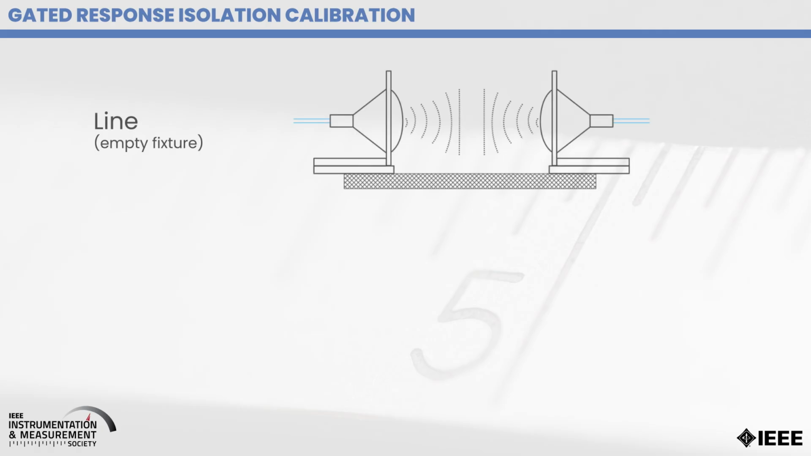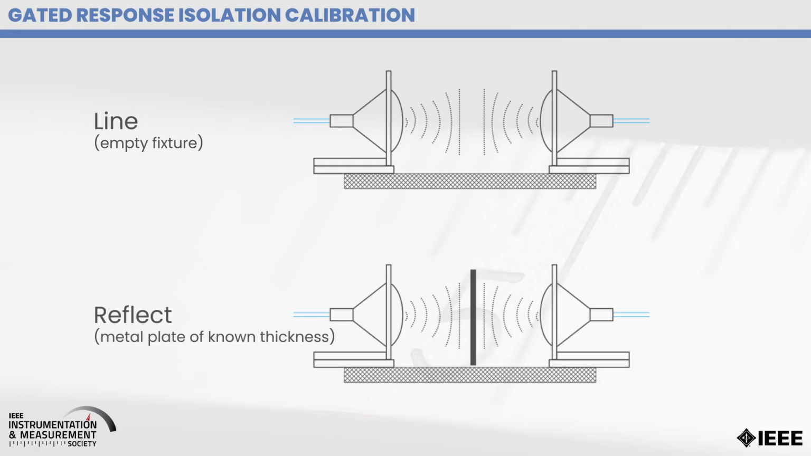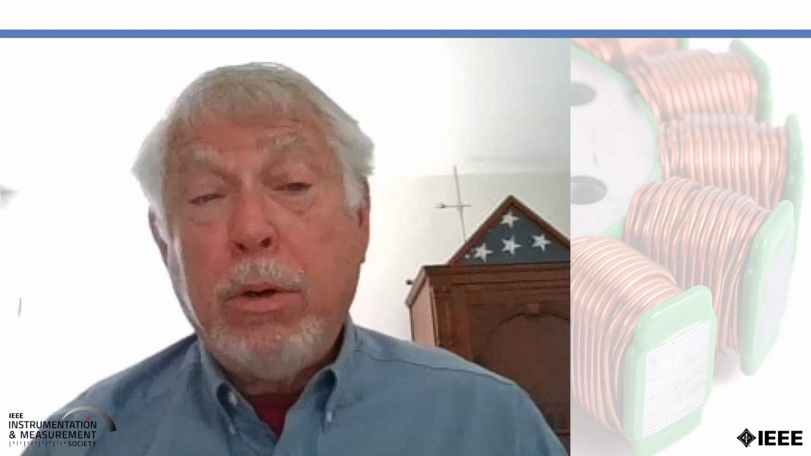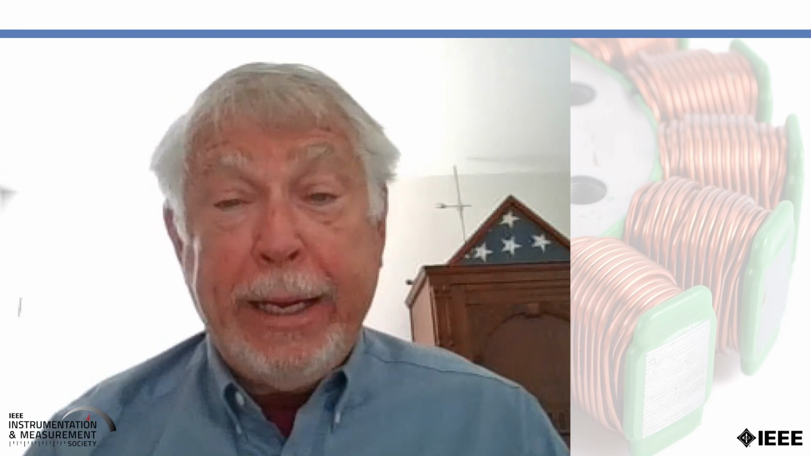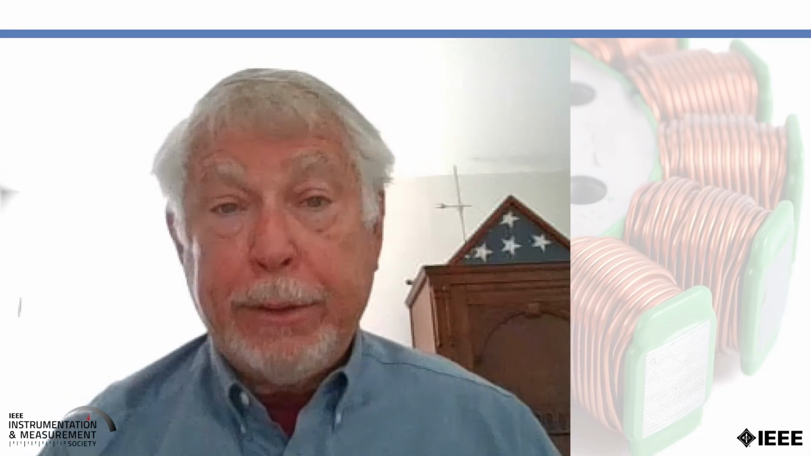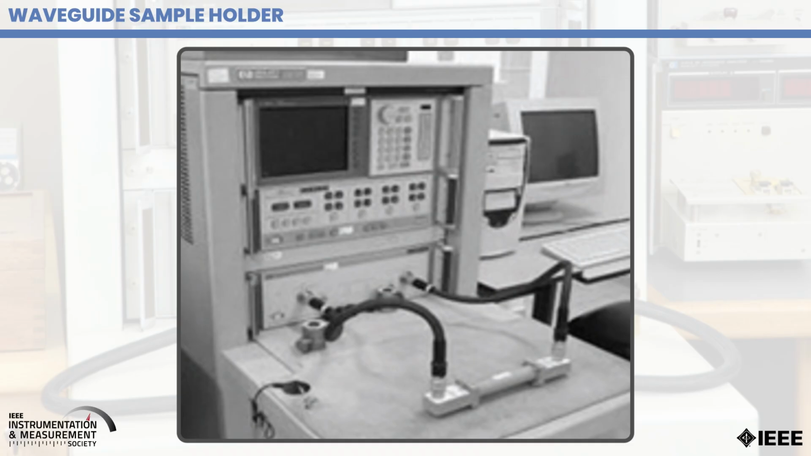The gated response isolation calibration is performed by measuring the line, an empty fixture, and a reflect, the measurement of a metal plate inserted between the antennas. This is much like the normal response isolation cal. The only difference is that all the measurements are made with the gating applied and around the position of the metal plate. Below is the hardware configuration for making a waveguide sample holder measurement.